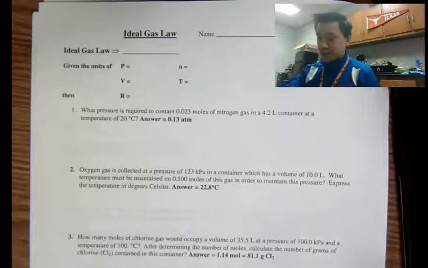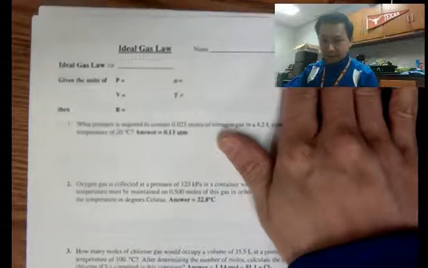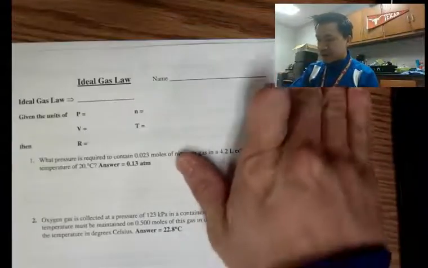Okay, welcome back to another gas law here. We just did the combined gas law in the previous video. This is the ideal gas law.